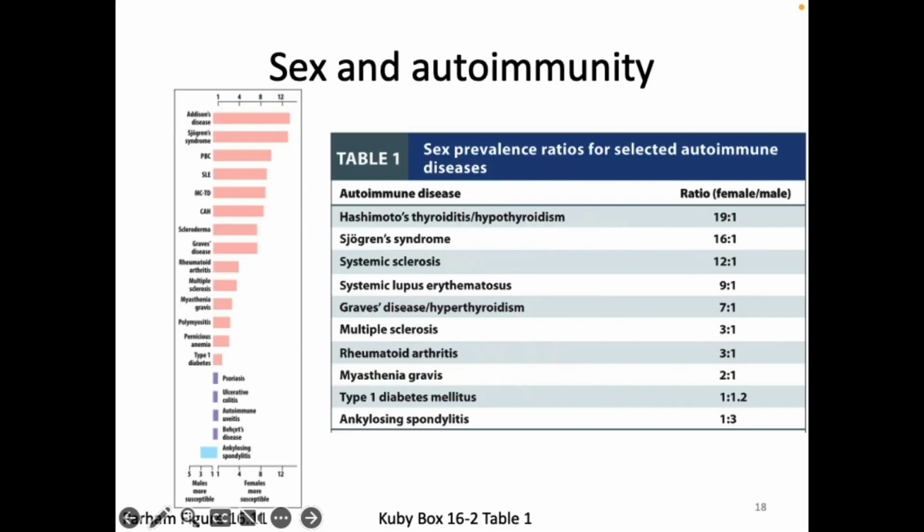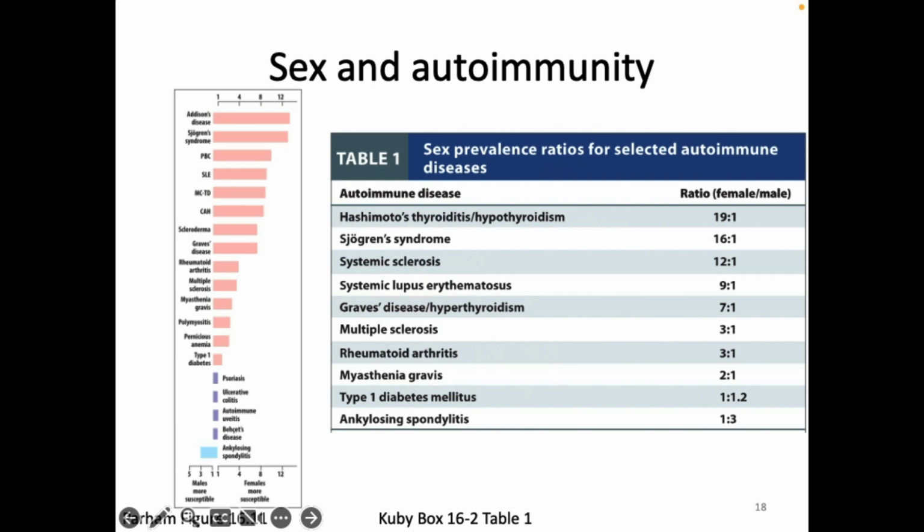But the other thing, of course, that we've already talked about a little bit is that there is a pretty major association between sex and autoimmunity. If we look at many autoimmune diseases, we see that they are seen much more frequently in women than in men. This is a figure from your textbook on the left that shows how many times more likely something is in men or in women. If it's pink and going to the right, it's in women. If it's blue and going to the left, it's in men. If it's purple, it's in between.